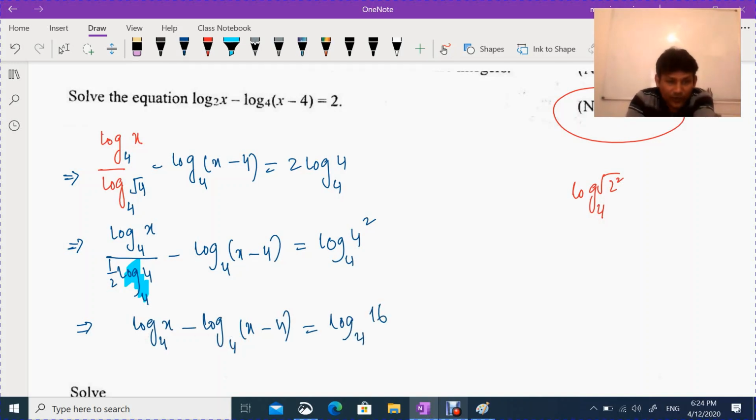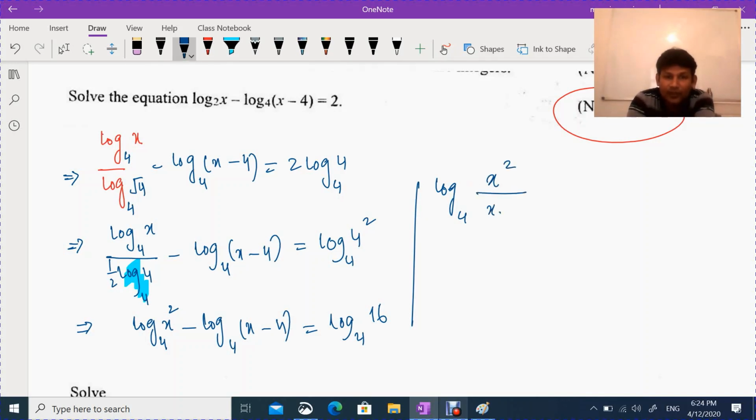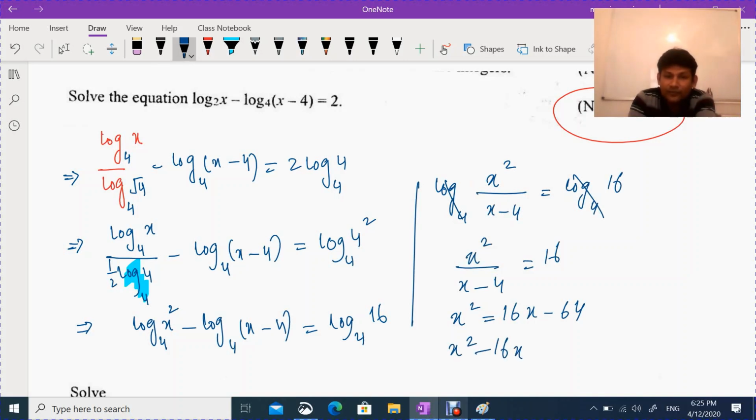Now you can move this 2 from here, and then you can write a single log. Log 4 x square minus, which means divided by, x minus 4 is equal to log 4 16. This cancels out. X square upon x minus 4 is equal to 16. X square is equal to 16x minus 64, and then you can simplify, get the value of x, and that's your answer.